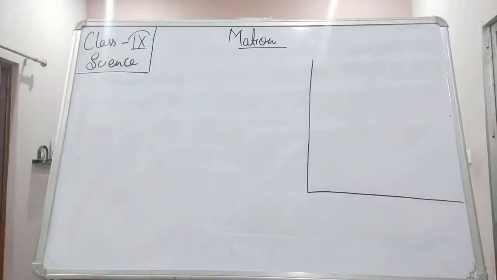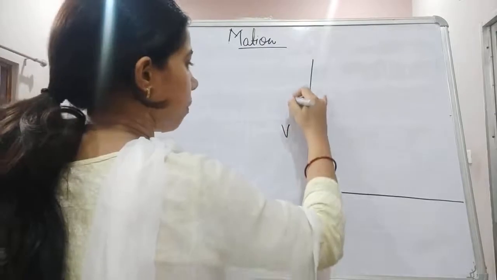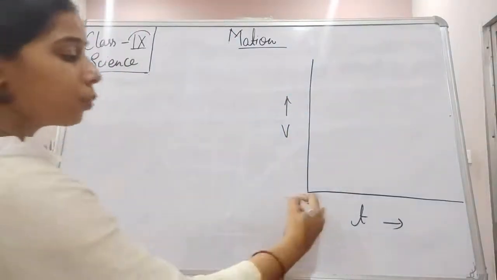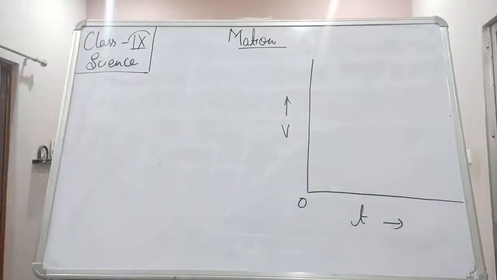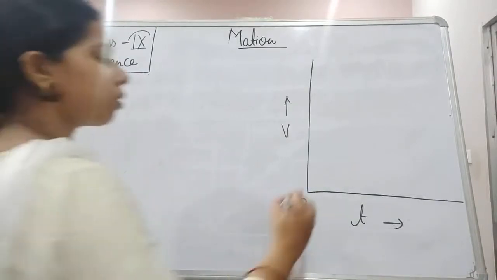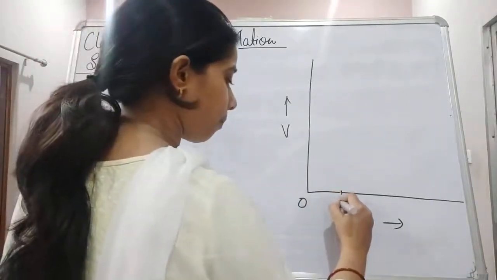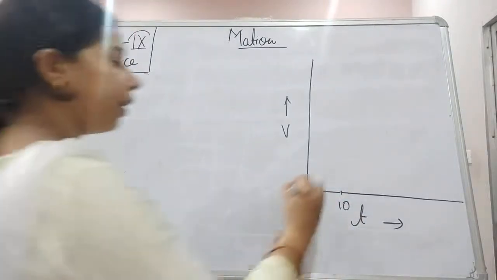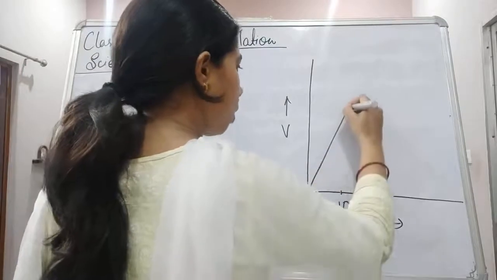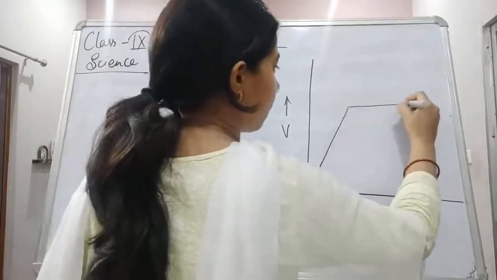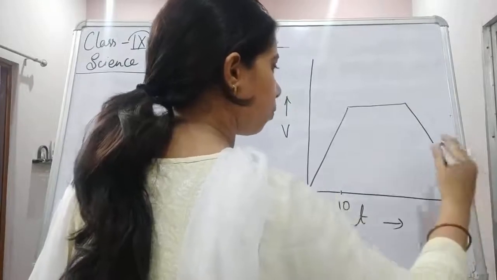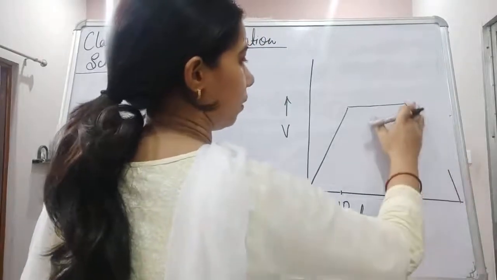Okay, now this is the graph, students. This is the velocity. I'm representing it by V, students, and this is the time. This will be equal to 0. Now, this is 10. At first, what happened? A body moves up to here, then it becomes parallel, and then it reaches a point that is equal to 40.